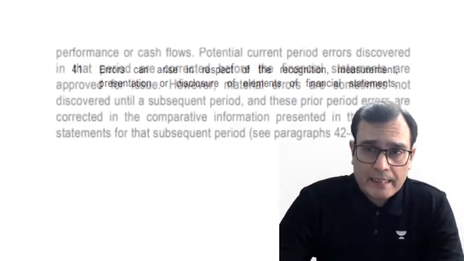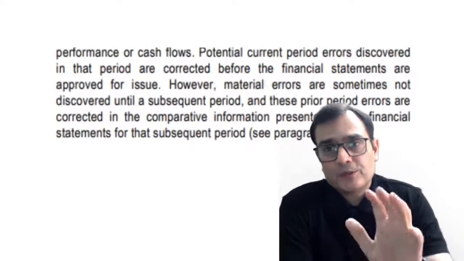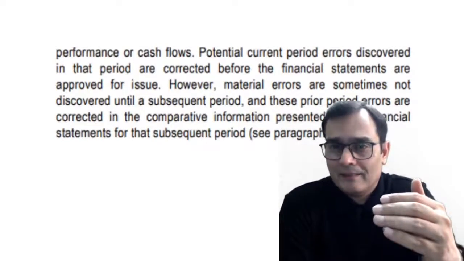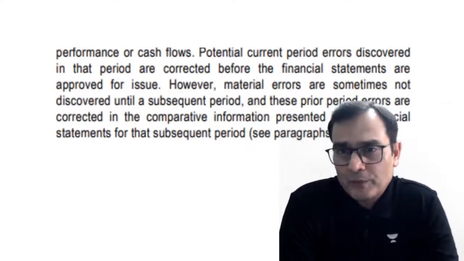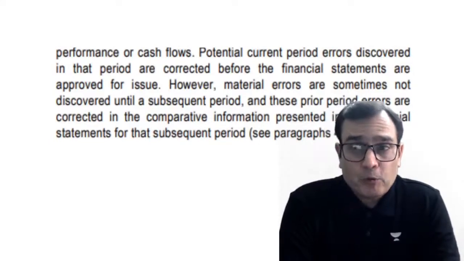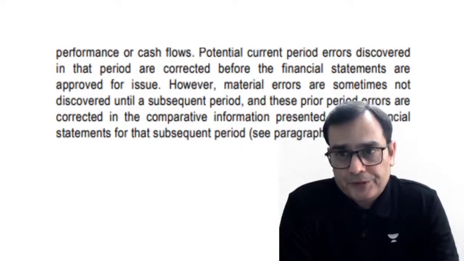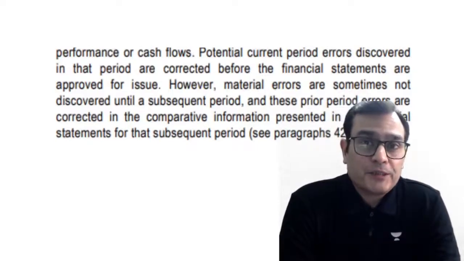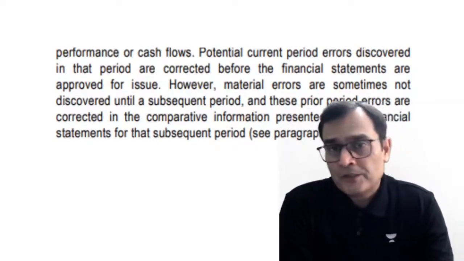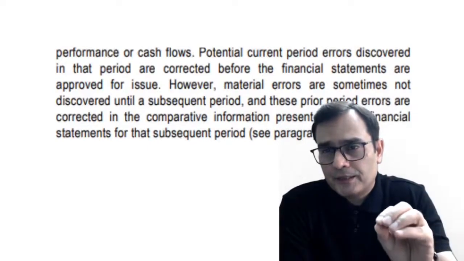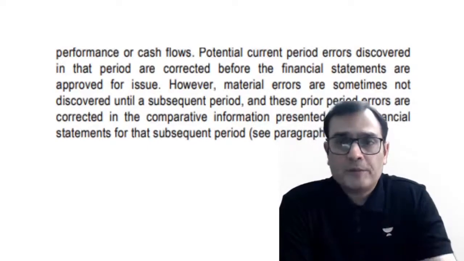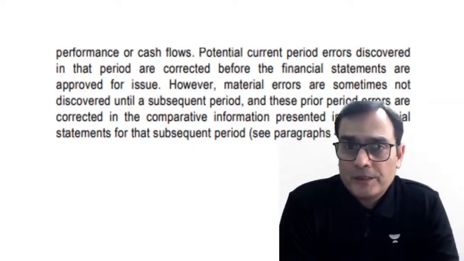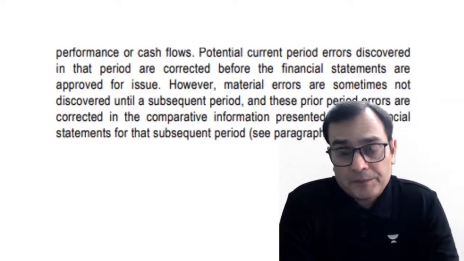Now, I've just added something more. This is also a part of para number 41 itself, but it's a little sentence ahead in para 41. It says potential current period errors discovered in that period are corrected before the financial statements are approved for issue. So if you made any errors in the current period, in those particular cases, those will be rectified if the error is located before the approval of the financial statements.